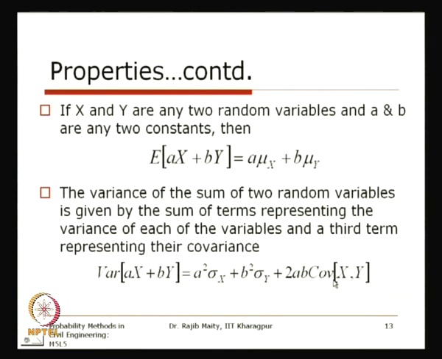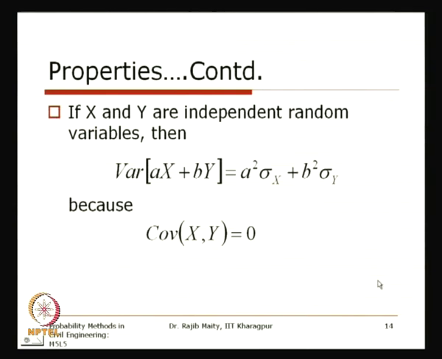Easily, we can draw one more step: if the random variables are independent, then, as we have just seen, the covariance will be equal to 0. So, in that case the variance of ax plus by will be equal to a square sigma x plus b square sigma y, with no third term, because the covariance will be 0 in the case of independent random variables. This is what is explained here again: if x and y are independent random variables, then the variance of ax plus by equals a square sigma x plus b square sigma y, because the covariance between x and y is equal to 0.